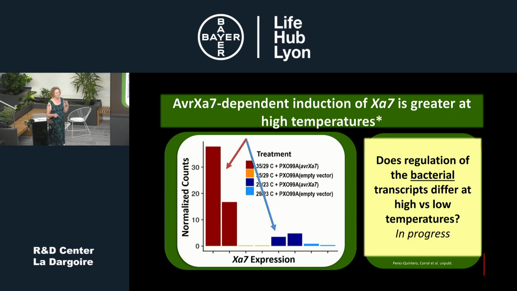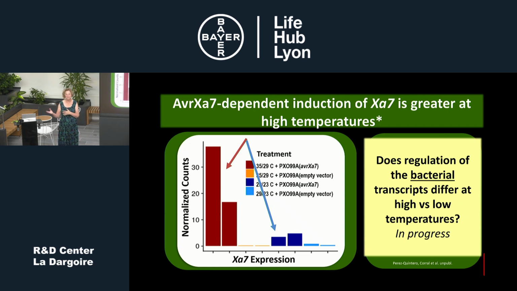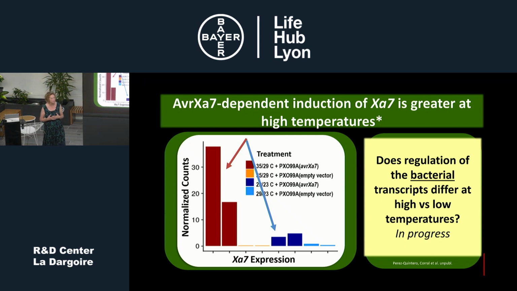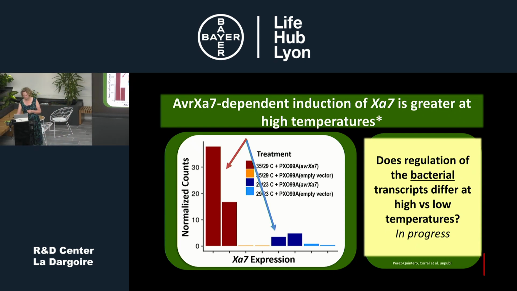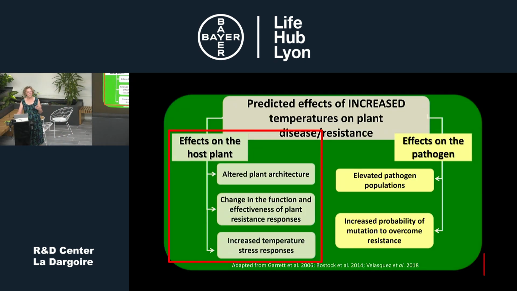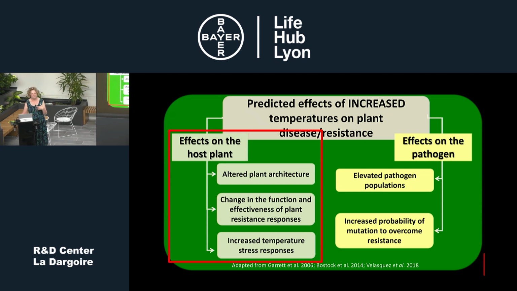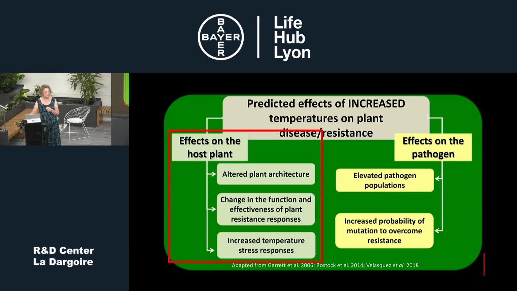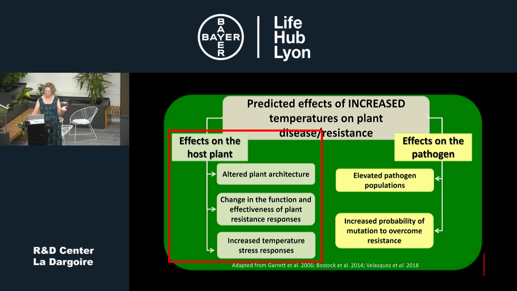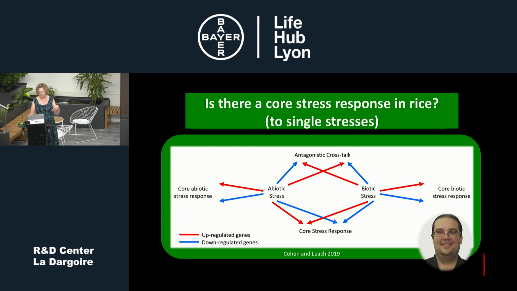I guess the question that we'll be addressing in the near future, now that we have the XA7 gene cloned by this other group, is how the regulation differs at high versus low temperatures. But we have looked at what's happening in the host plant at these 2 different temperature regimes. And you can imagine there could be many effects on the host plant, some of which would be altered plant architecture, which would impact the pathogen's ability to get in or to live on or in the plant, or changes in function of effective resistances, which is what we'll be targeting, and also different increased temperature responses.